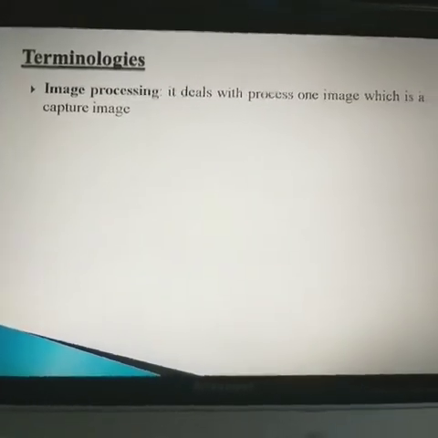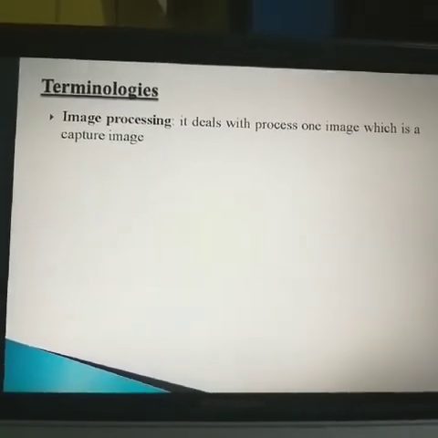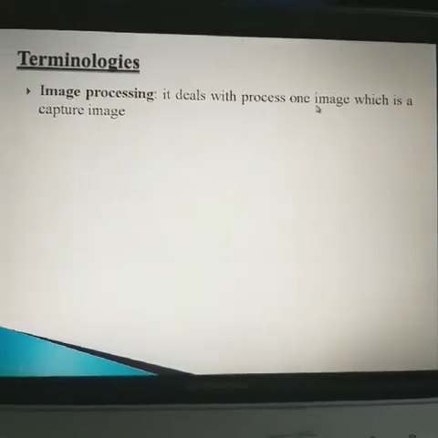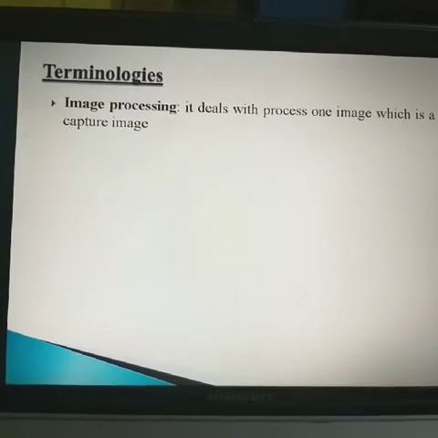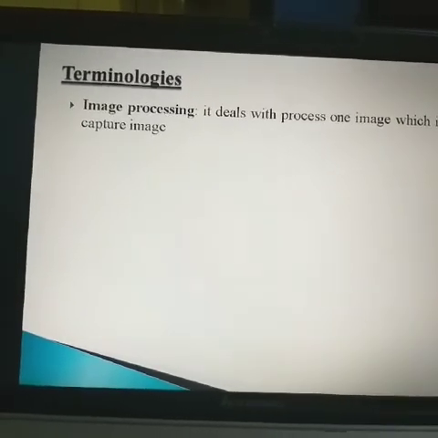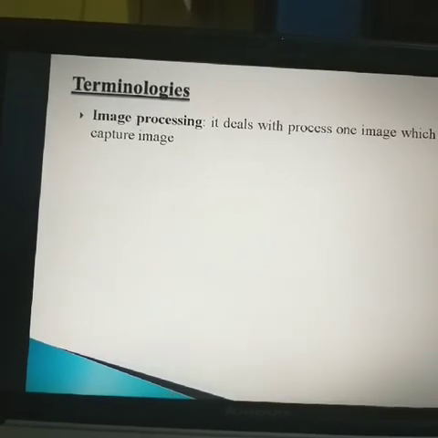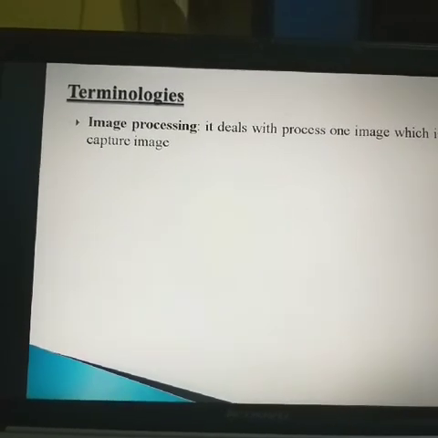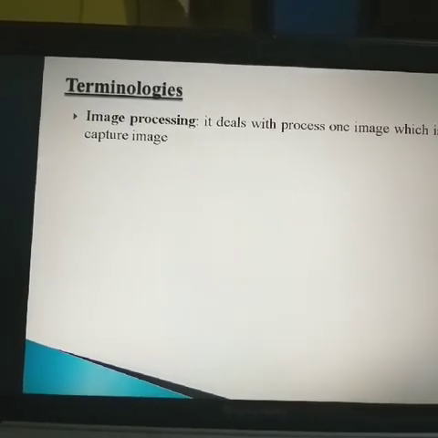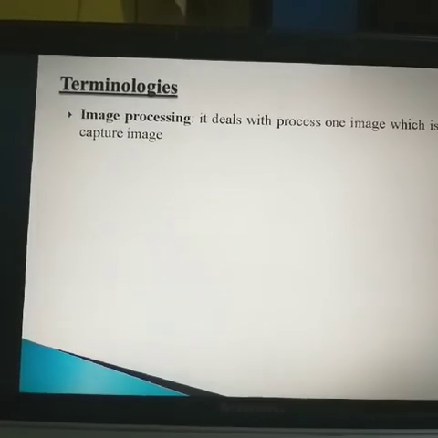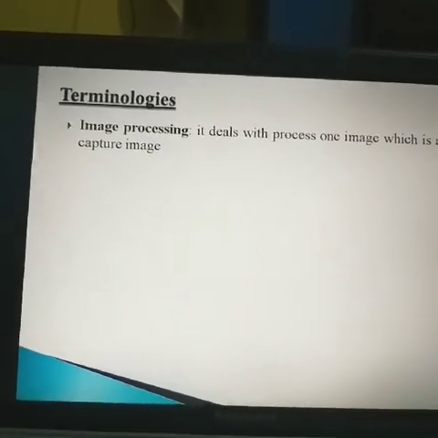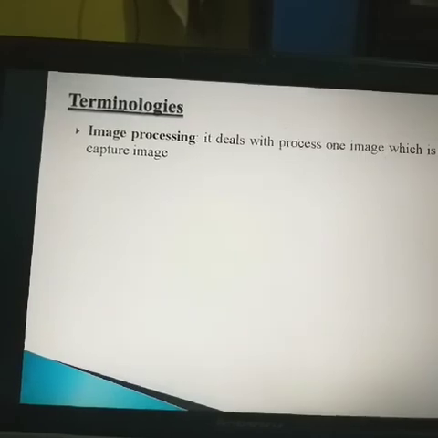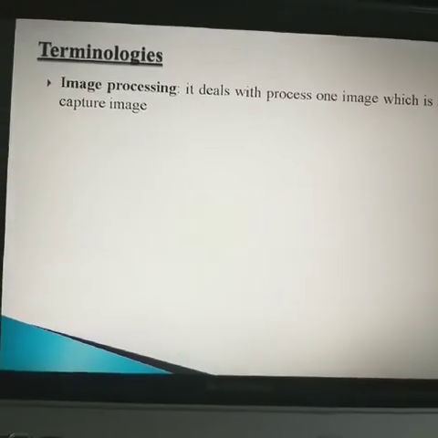Next are some of the terminologies used in computer graphics. First one is image processing, which deals with the processing of an image, which is the captured image. In image processing, the image is captured, and then that image is enhanced. For example, we capture our day-to-day image, then we upload it on Facebook or Instagram. First of all we enhance that picture, either the brightness or the contrast is increased, and then we upload. That is basically digital image processing.